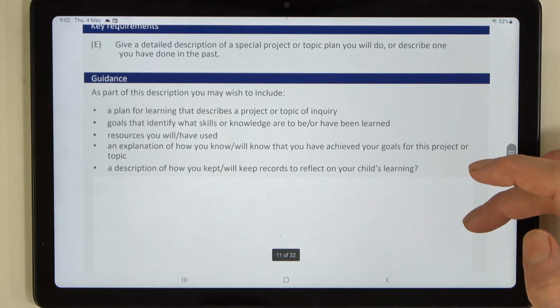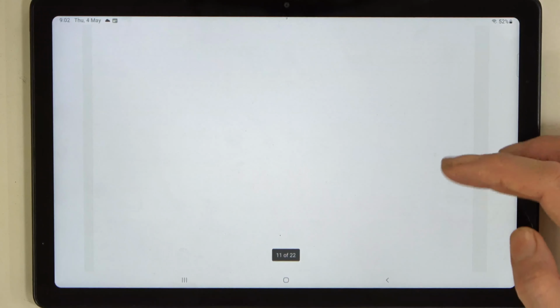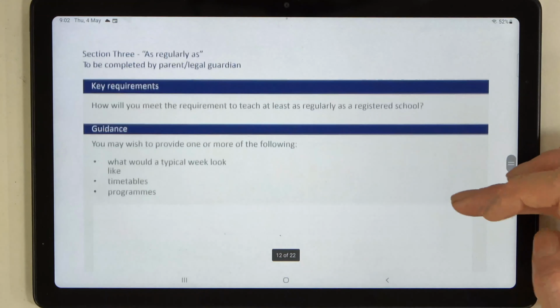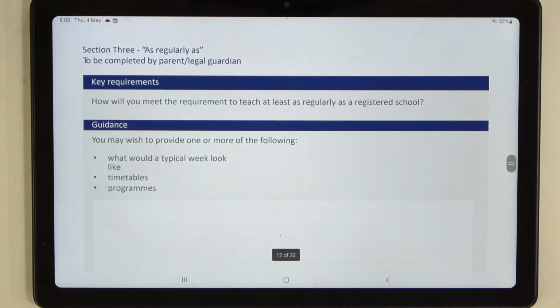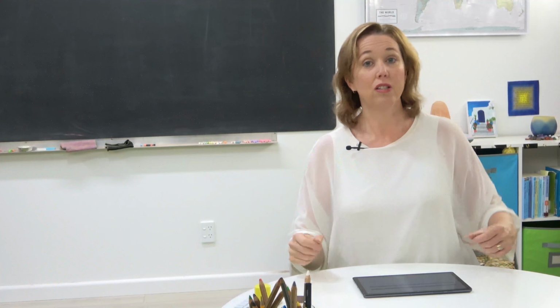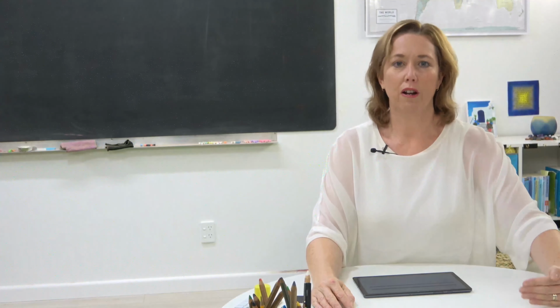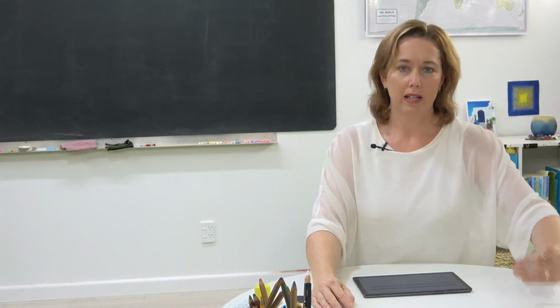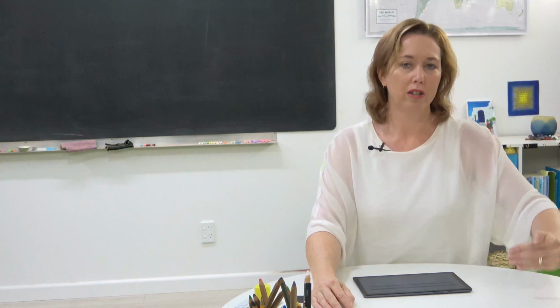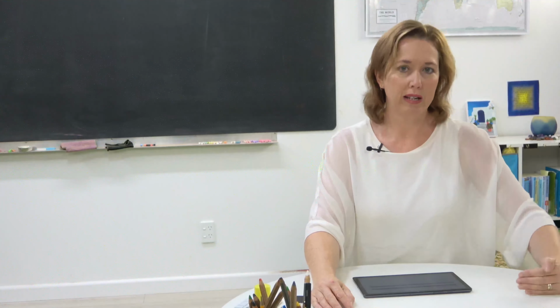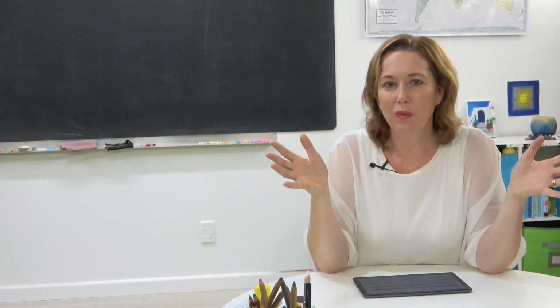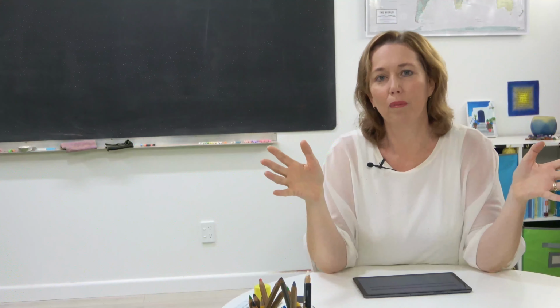So that was section E, detailed description about the topic plan. As regularly as, this is like a timetable or a program. Now, this does not mean 8 a.m. get up and have breakfast, 9 a.m. come and sit in the dining room. First we do maths, then we do English, then we do it. By 10 a.m. we take a snack break, by 11 a.m. because homeschooling doesn't work like that. Homeschooling is not school at home.